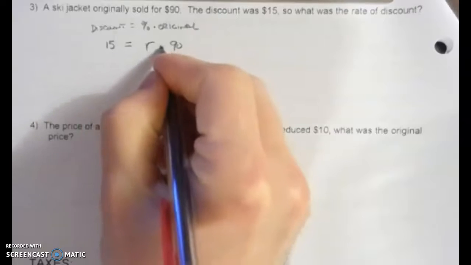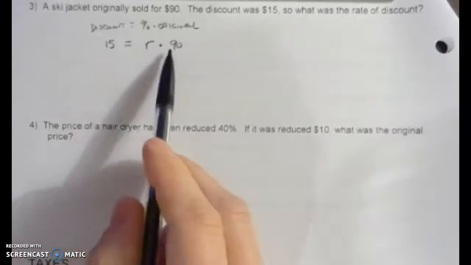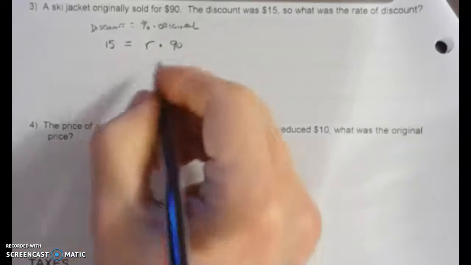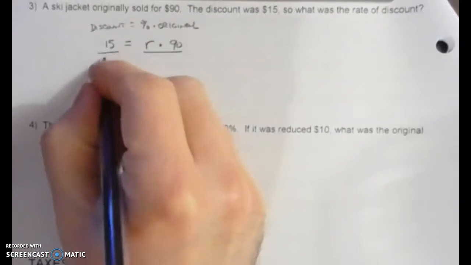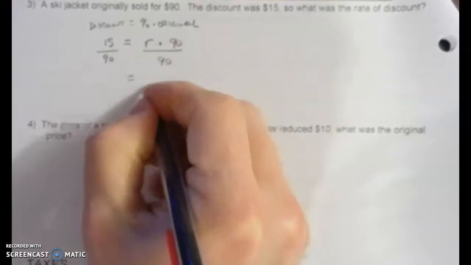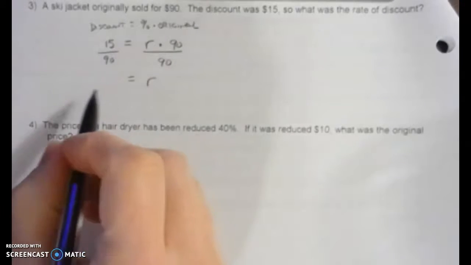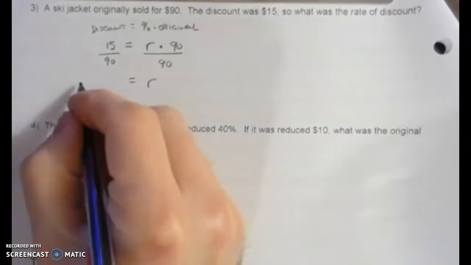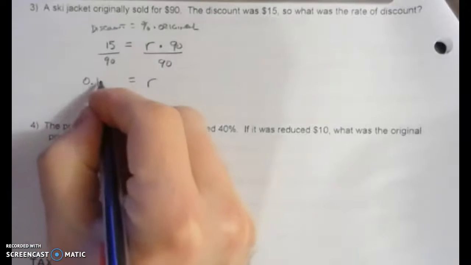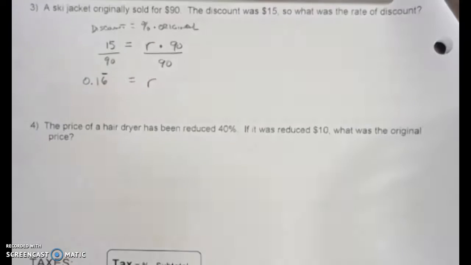So R, the rate, is what we're looking for. Our equation says 15 equals R times 90. To get the value of R, you're simply going to divide each side by 90. On the right, R times 90 divided by 90 is just R. And when you punch in 15 divided by 90 on your calculator, you get 0.16, but the 6 goes on forever. It actually repeats, so I'm going to put a repeated bar over that 6.